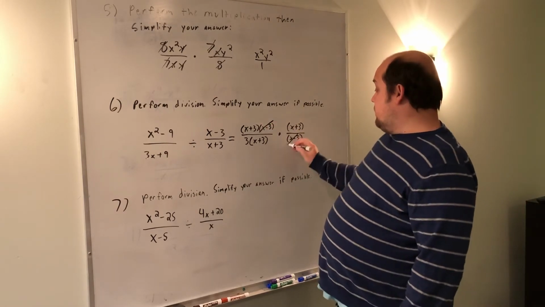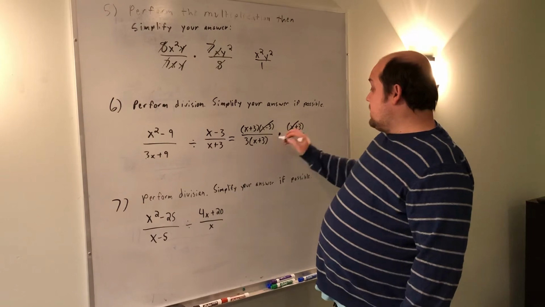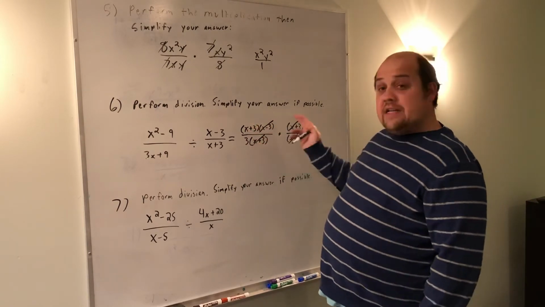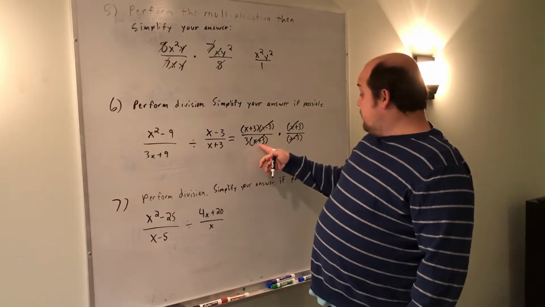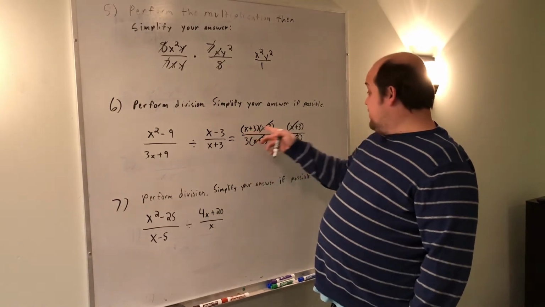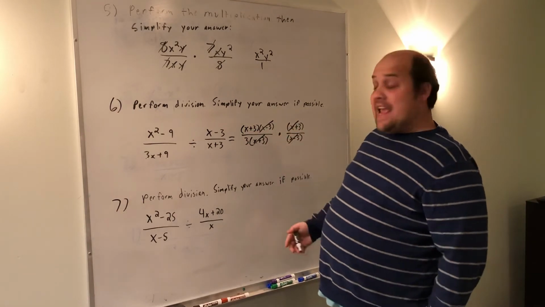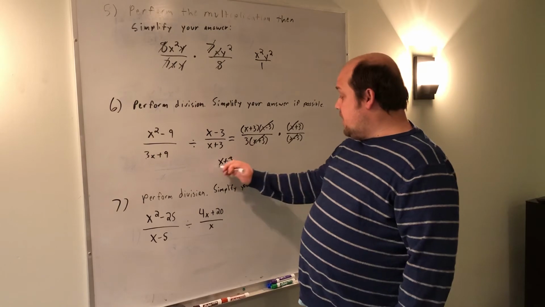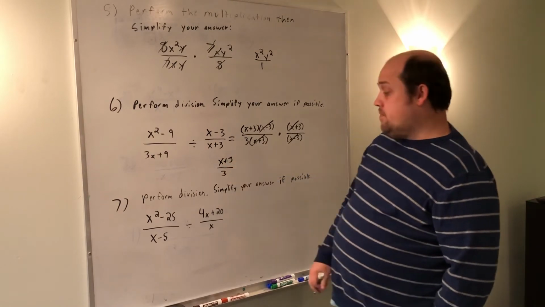These x minus 3's can go away. These x plus 3's can go away. Even though I have 2 x plus 3's on top, I can't cancel both of them with a single x plus 3 on bottom. I could have chosen to cancel this one or this one, but I can't do both. What I'm left with is on top x plus 3, on bottom 3.